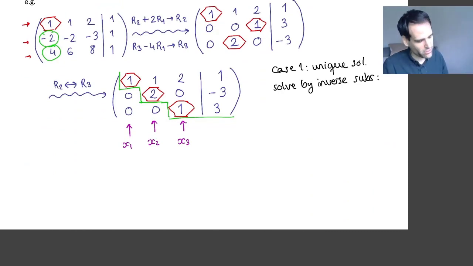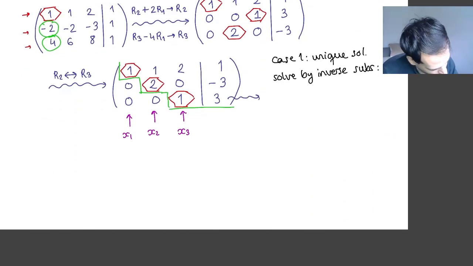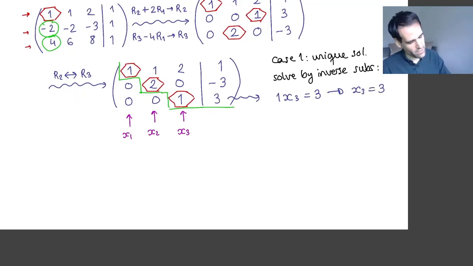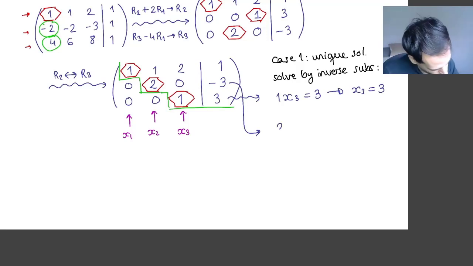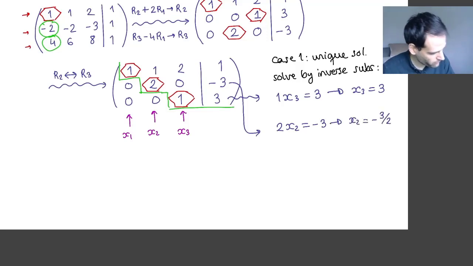We start from the bottom row, and the bottom row tells us that 1 times x3 equals 3. Therefore, x3 equals 3. Now we go to the second row, and the second row is telling us that 2x2 equals minus 3. Therefore, x2 equals minus 3 halves.